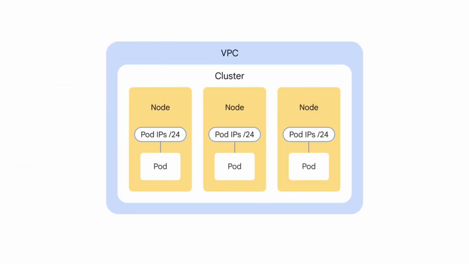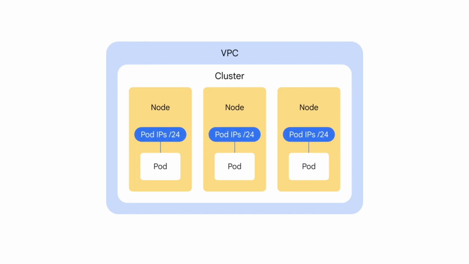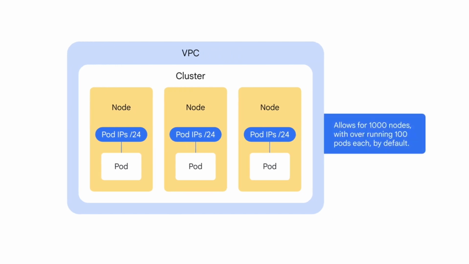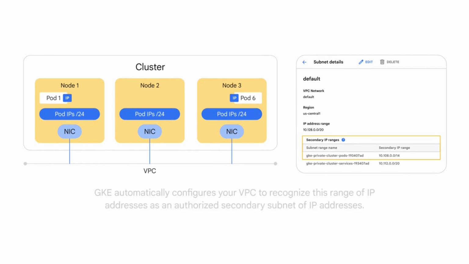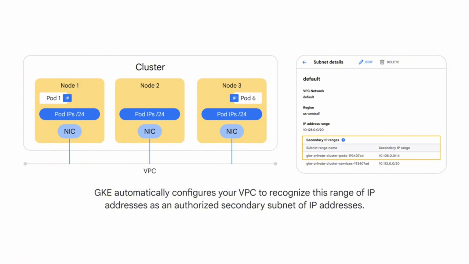Using this large pod IP range, GKE allocates a much smaller /24 block to each node, which contains about 250 IP addresses. This allows for 1,000 nodes with each running 100 pods by default. This functionality allows you to configure both the number of nodes you expect to use and a maximum number of pods per node. The nodes allocate a unique IP address from their assigned range to each pod as it starts. Because the pod's IP addresses are a part of the alias IP, GKE automatically configures your VPC to recognize this range of IP addresses as an authorized secondary subnet of IP addresses. This ensures the pod's traffic is permitted to pass the anti-spoofing filters on the network.